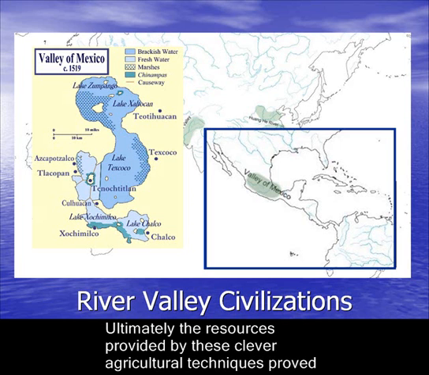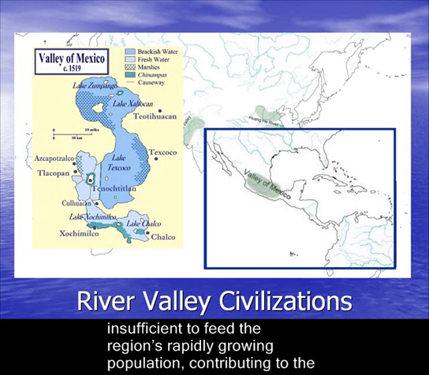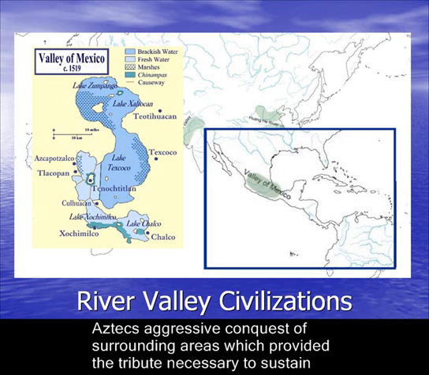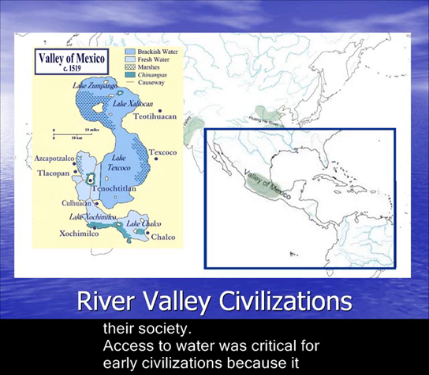Ultimately, the resources provided by these clever agricultural techniques proved insufficient to feed the region's rapidly growing population, contributing to the Aztecs' aggressive conquest of surrounding areas, which provided the tribute necessary to sustain their society.